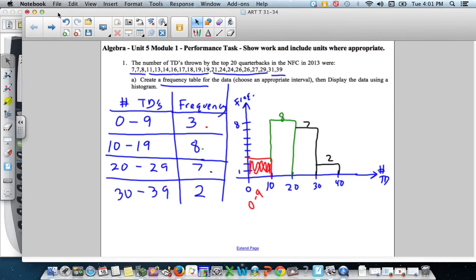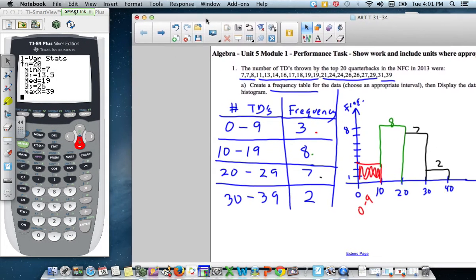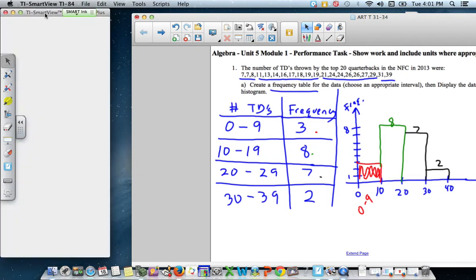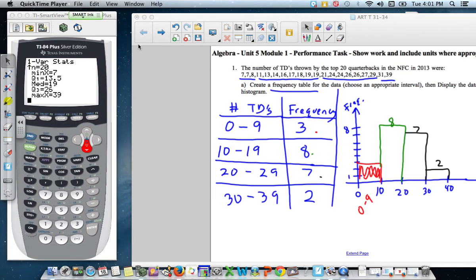The next thing I need to do for the second part, for B, C, D, and E of that first problem, I need to enter all the data in my calculator. So what I'm going to do is hit Stat, enter on Edit, and put my data into a list. As you can see here, I already have my data entered into List 1. List 2 is not used in this problem.